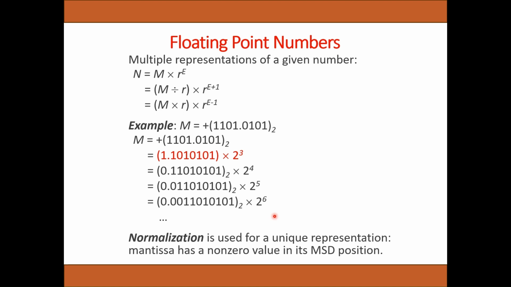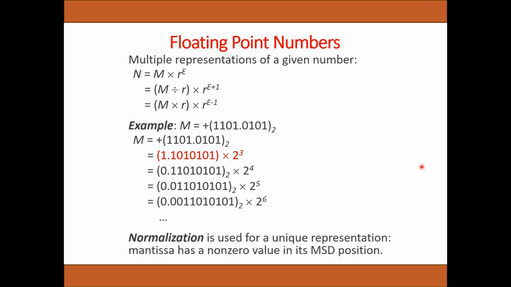Now, because the same number can be represented in so many different ways, we need a standard way of representation, and that is called normalizing the number. In normalizing the number, we keep 1 in the most significant digit. So it is written here that if the mantissa has a non-zero value in the MSD position, most significant digit position, then it is normalized. So according to that definition, the first number is normalized, others are not.